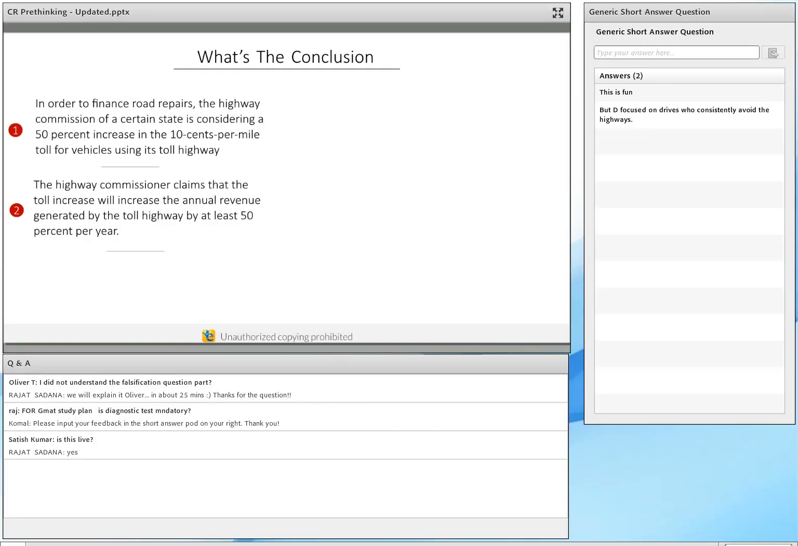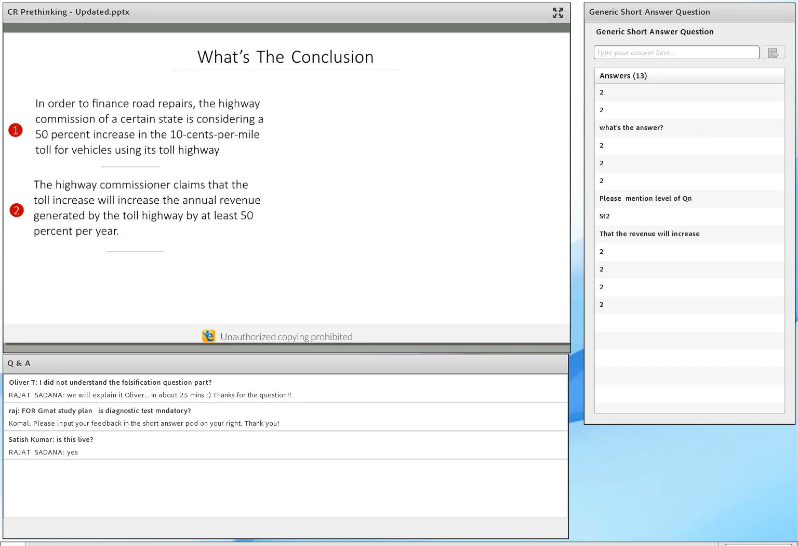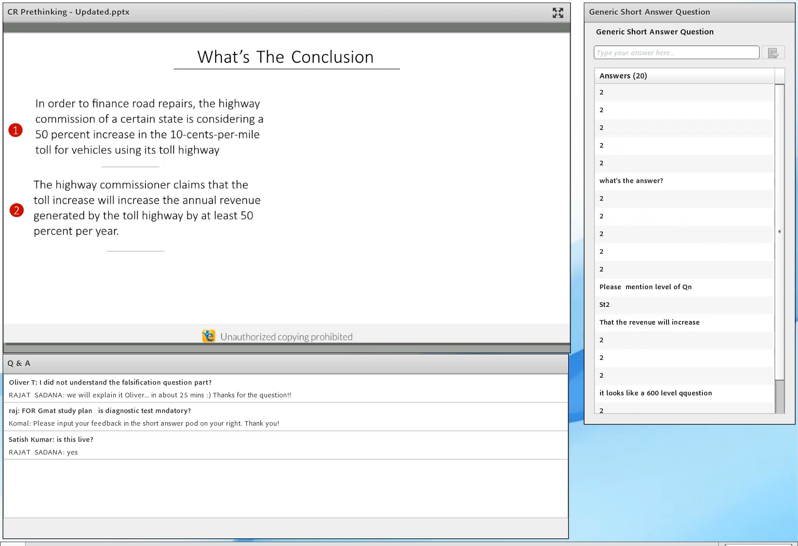So what's the commissioner's claim over here? Let's start to visualize the conclusion. This is 700 level. The stats show any question that has accuracy of 50% or lower is 700 level. So what's the claim? I want you to visualize that the revenue will go up by 50%. Essentially, the moment you read this, if last year we made $1 million, this year we're going to make $1.5 million or $1.6 million or $1.7 million.